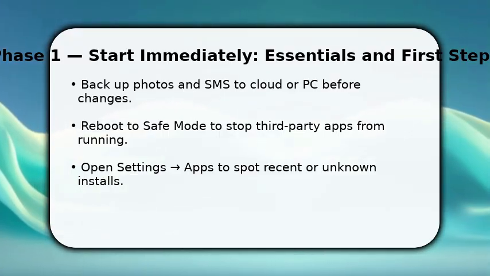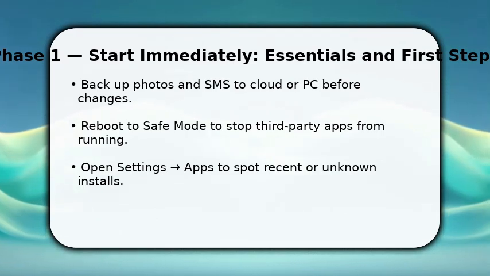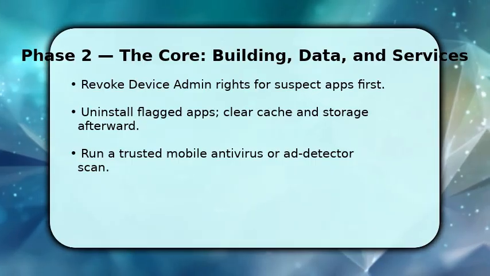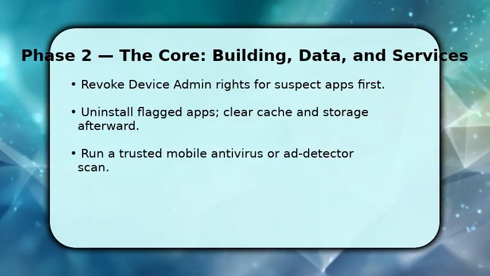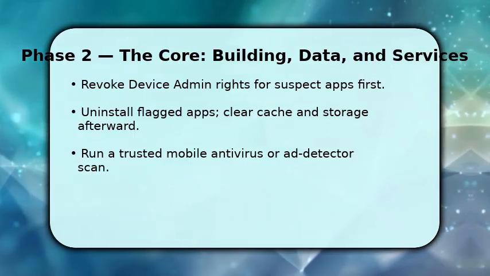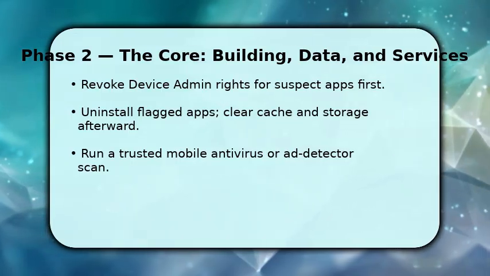Start by revoking device administrator rights for any suspect app. Settings, right arrow, security, right arrow, device admin apps, deselect and confirm. Then uninstall the flagged apps and immediately clear their cache and storage to remove leftover files. Once removed, reboot the phone normally and monitor for ads.